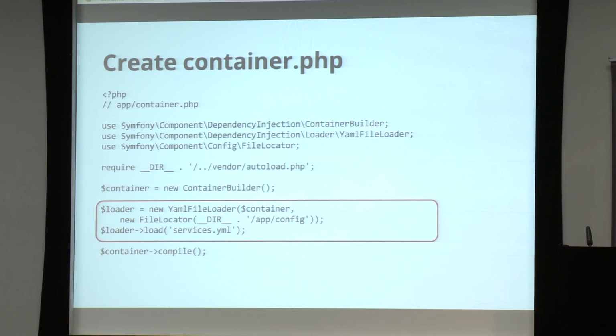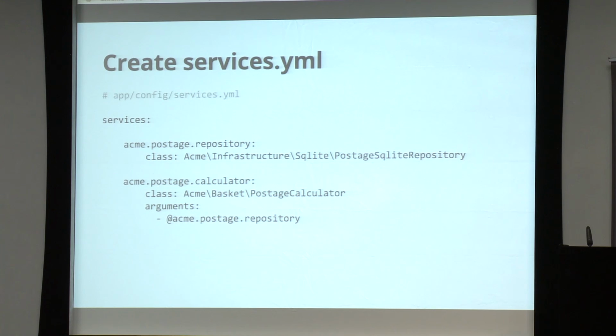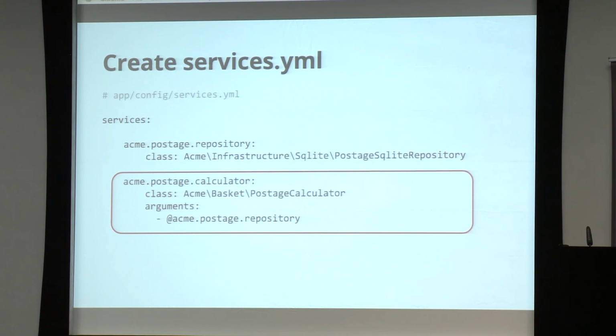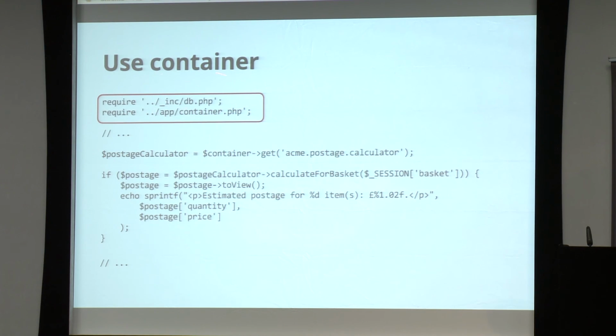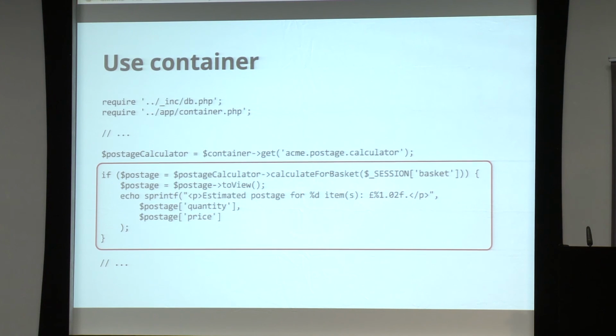Then you create a new container, add services configuration through the YAML file loader, and compile. And the container basically is your access to the clean code inside your legacy application. So services YAML, very simple. We have a postage repository which is implemented by postage SQLite repository, and postage calculator which takes the repository. It's a very simple example, but it shows you that dependency injection already is doing something for you. So if you take the postage calculator in your application, you don't have to care how to compose the object and how to inject dependencies into it. To use the container in your code, just require it next to other requires you have in your legacy application. Get the object you need from the container and do whatever you have to do with it. Very simple.